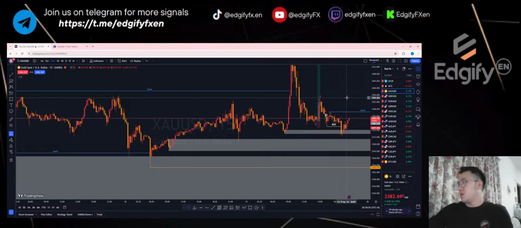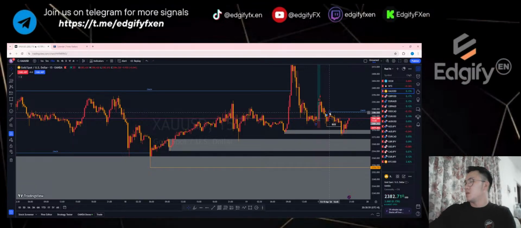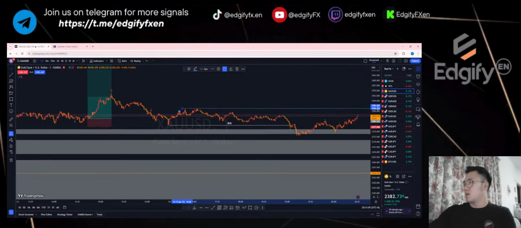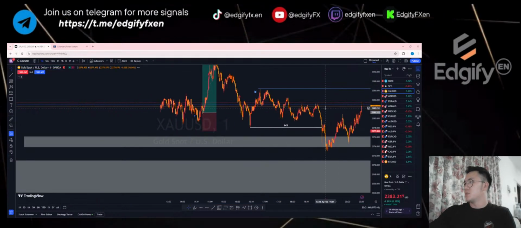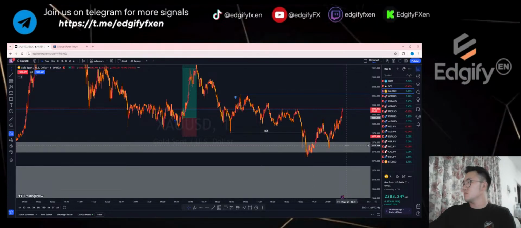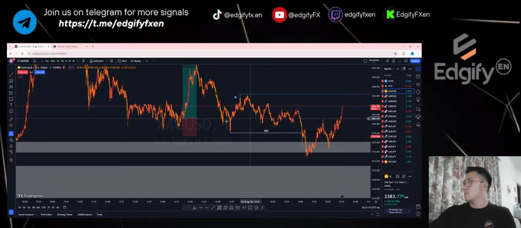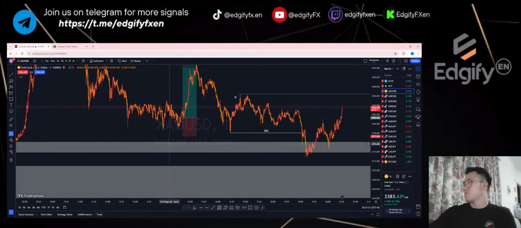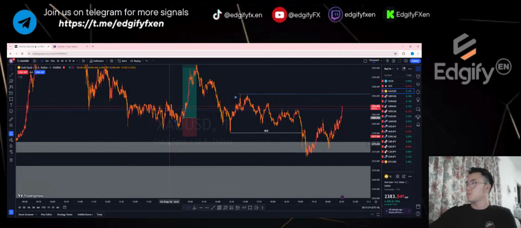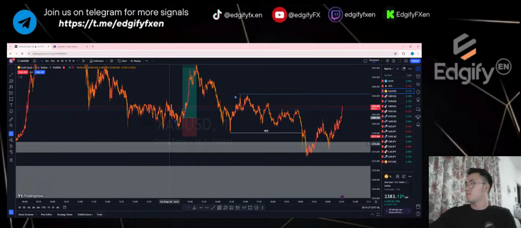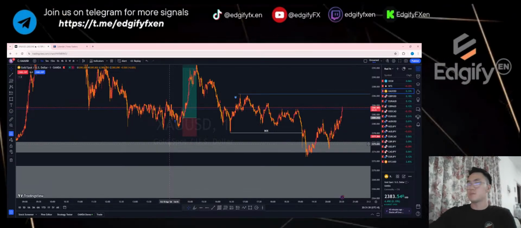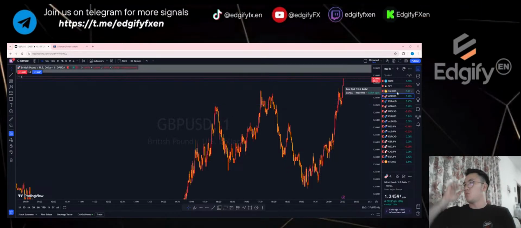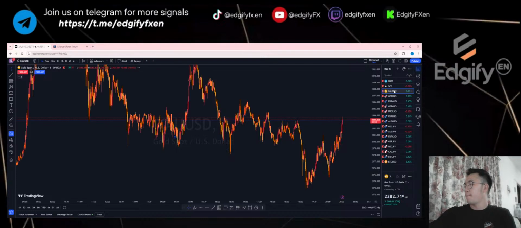Basically gold, I'm waiting for this price here to be broken. As soon as I have this level taken out on the 1 minute, then we'll be looking at a possible buy position. GBP USD is almost tapping in already.